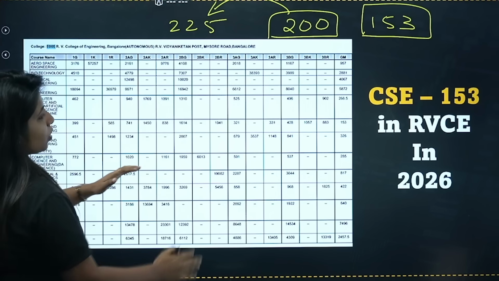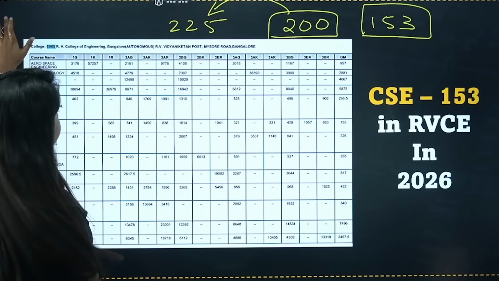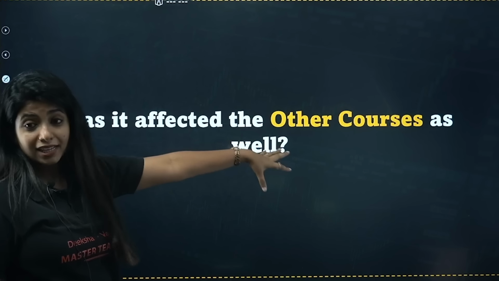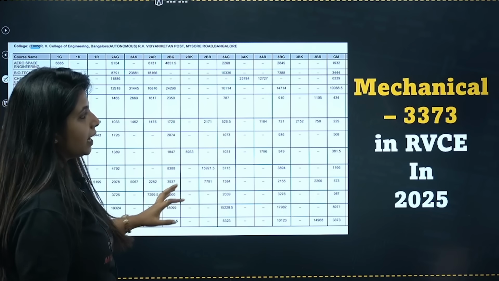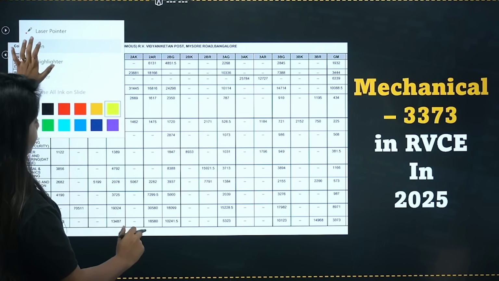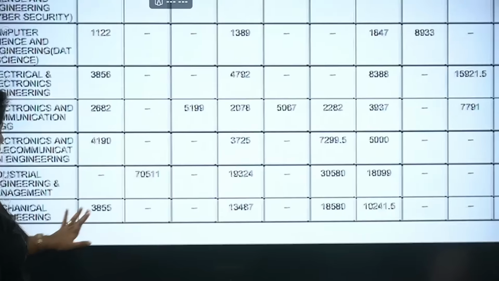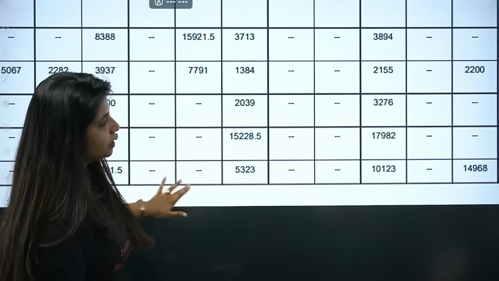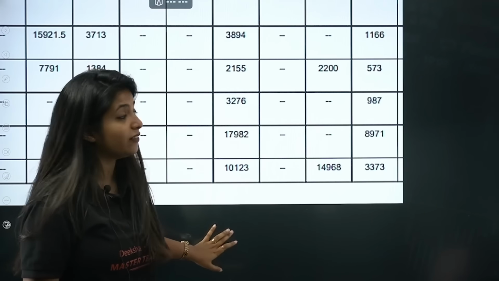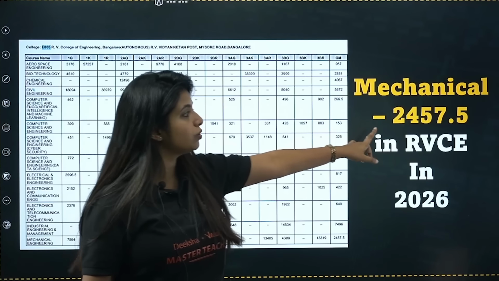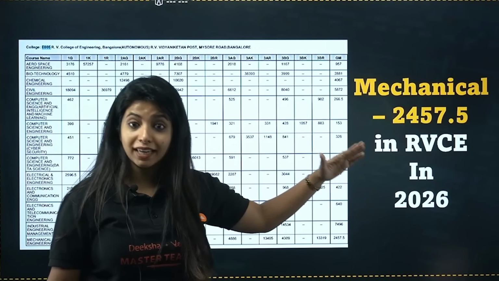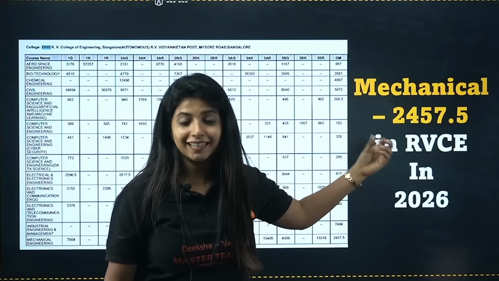Similarly, you can look out for all the courses which are being mentioned over here. And now, has it affected the other courses? Let's check it out. Let's check out mechanical. So mechanical in RVC in 2025, the mechanical engineering cutoff was 3,373. This year it is 2,457.5. Again, it's difficult, right? It's difficult.